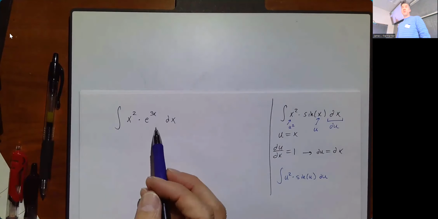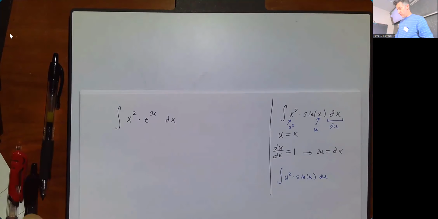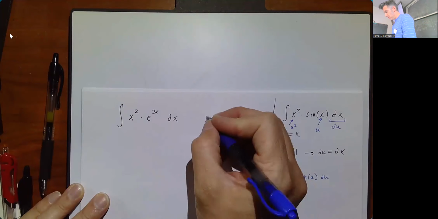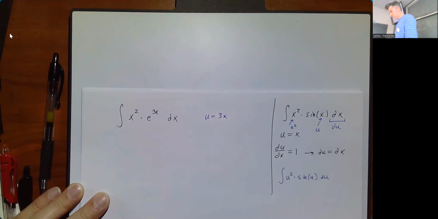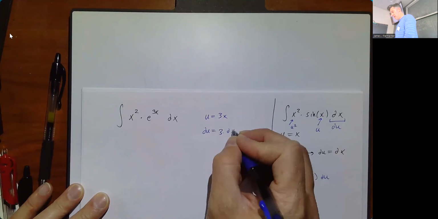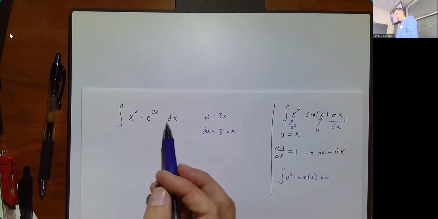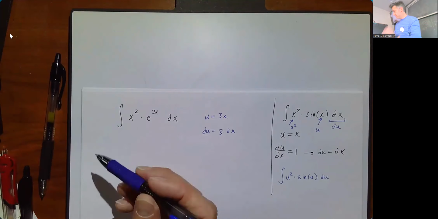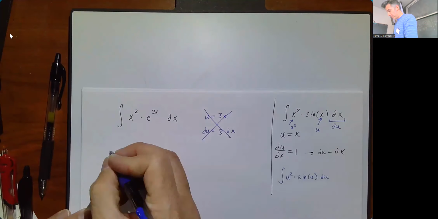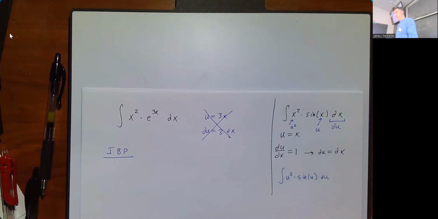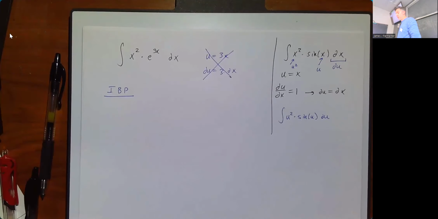this is not a u substitution problem. If I tried doing u sub, the only real choice here for u would be u equal to 3x. But then my du is 3 times dx. Not that I don't have that, but I still have this x squared over here left to deal with. That's problematic. This is an integration by parts problem. Now, unfortunately, it's actually an integration by parts twice problem, but we'll get there when we get there.